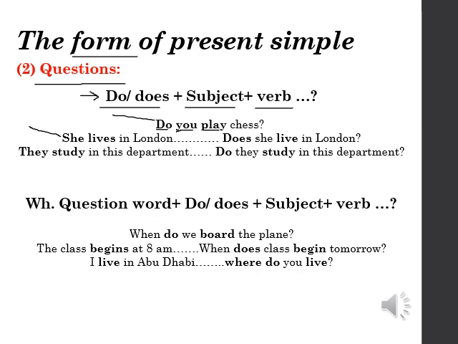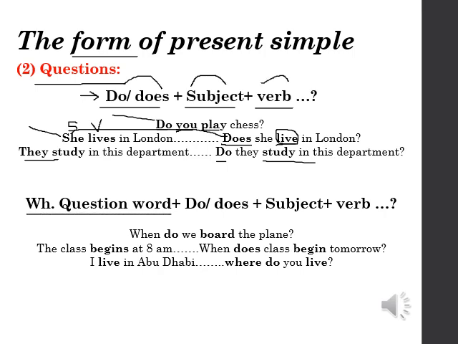Let's look at this example. She lives in London. She is the subject, lives is the verb. When we want to make it a yes/no question, we say, does she live in London? Does because we have she, and the verb live without S. The second sentence, they study in this department. Do they study in this department? إذن القاعدة: do, does, then the subject and then the verb.